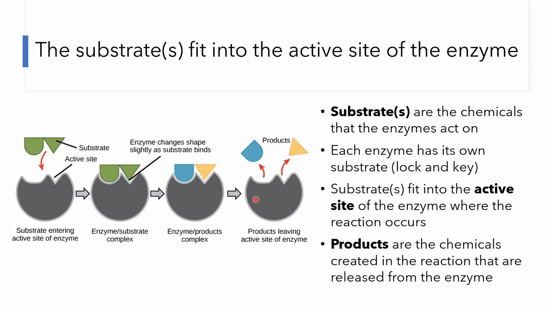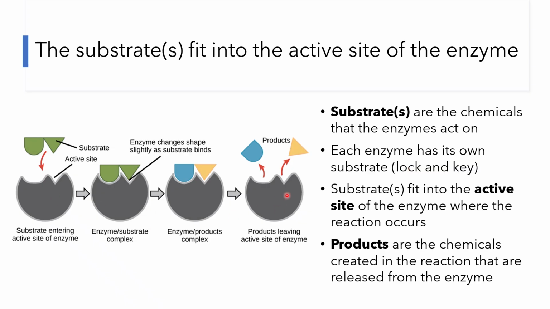And the products are just whatever is created at the end of this chemical reaction, either two different products from the original substrate, or this can also work in reverse. We can have two different substrates enter in, and the enzyme will bind them together into a product that is now larger and composed of the two pieces that originally came in.